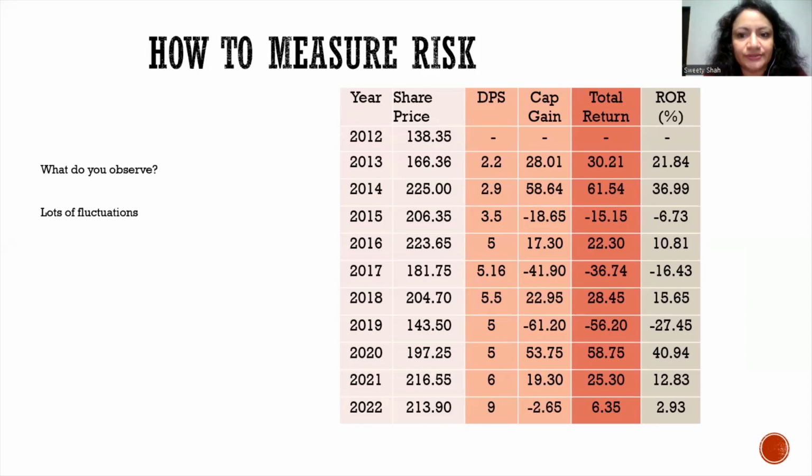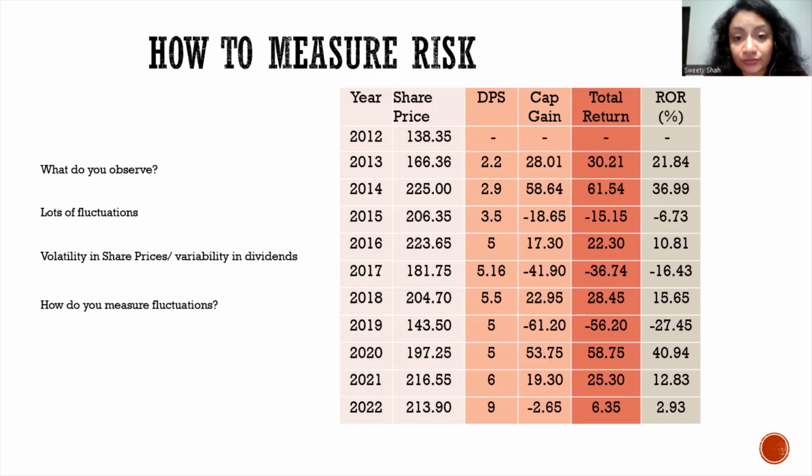Lots of fluctuations. Some were plus, some were minus, and there is volatility in the value of the shares. At the same point in time, your dividend is also not constant, it is also changing. So how do you measure these fluctuations?